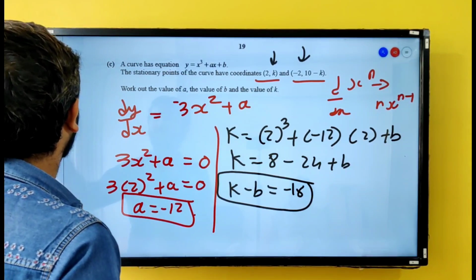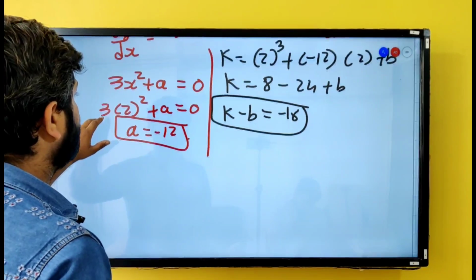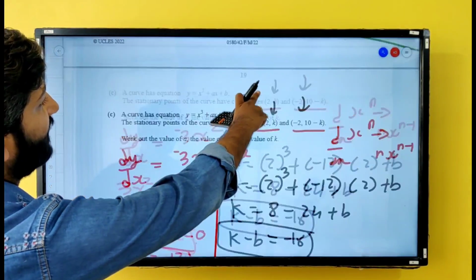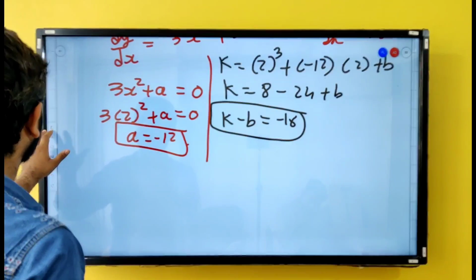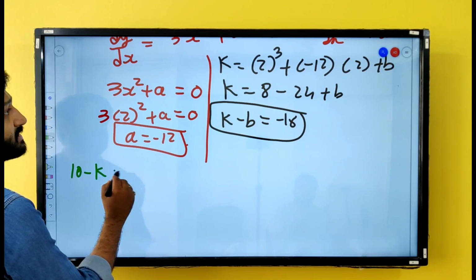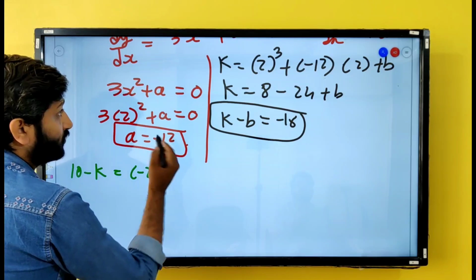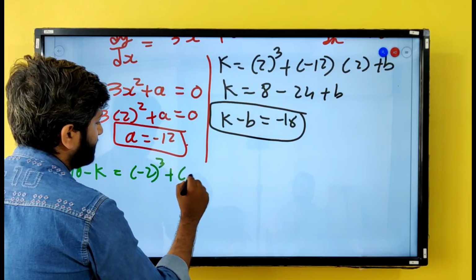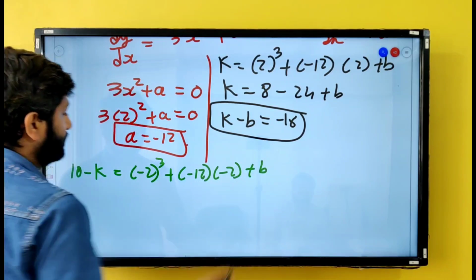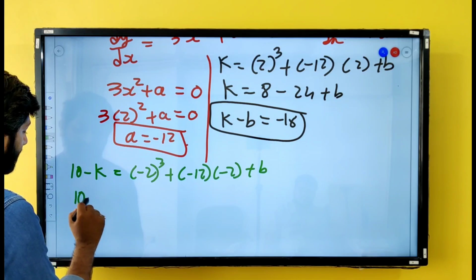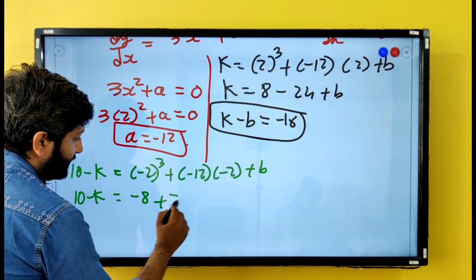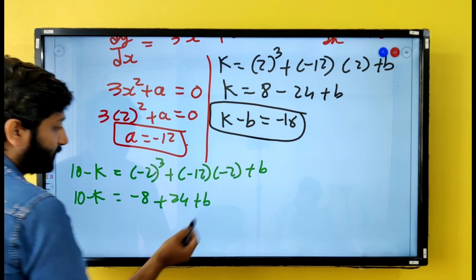Now let us substitute minus 2 in the same equation. For minus 2, y is 10 minus k. So 10 minus k equals minus 2 cube plus minus 12 into minus 2 plus b. So you have 10 minus k equals minus 8 plus 24 plus b.